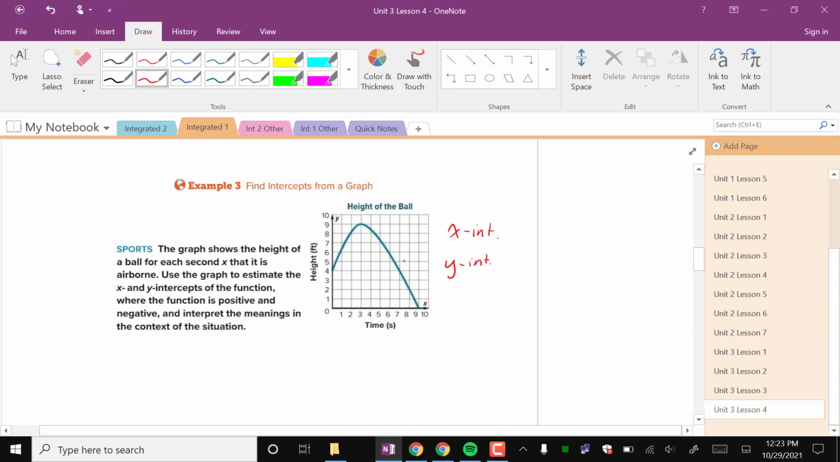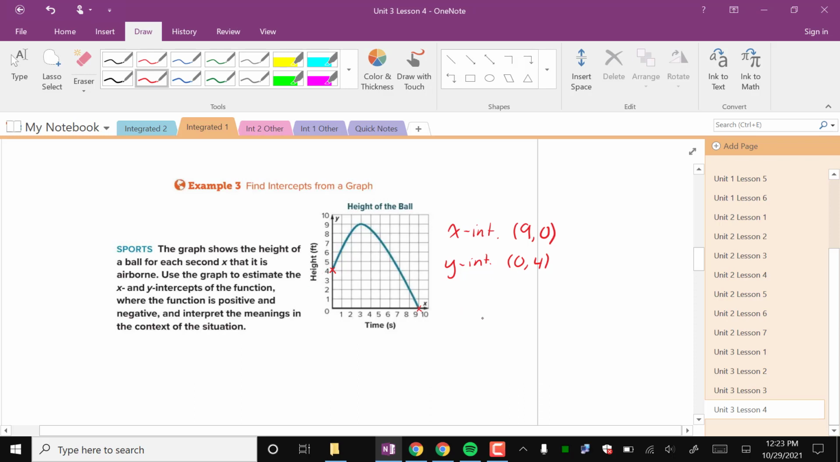So the x-intercept, the point where the line crosses the x-axis, is right here. So that's going to be at (9, 0). The point where the line crosses the y-axis is right here. So it's going to be at (0, 4). Again, I look at my x-axis for my x-intercept, my y-axis for my y-intercept.